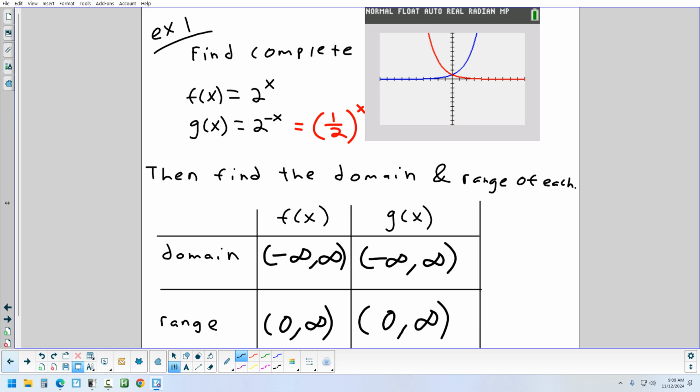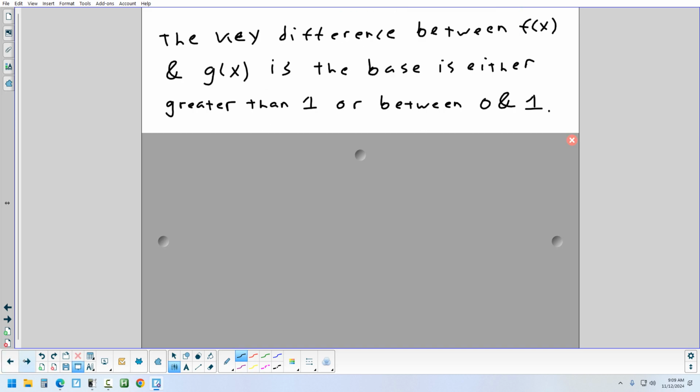Oh, yeah, sorry. I'm not sure. Anybody help her out? What number do you think is going to cause this graph to change from looking like the blue one to looking like the red one? Yeah. 1. Right. It's going to all have to do with whether the base is above 1 or below 1.